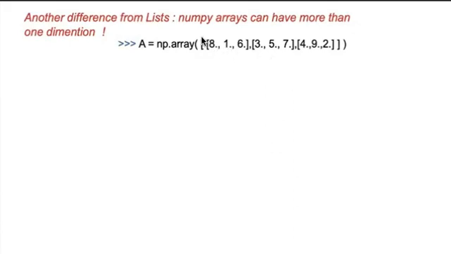Another difference from lists is that NumPy arrays can have more dimensions. To define more dimensions, you type in your lists and then separate each of those lists by a comma. That will create a multi-dimensional array. In this case, we've created a 3-dimensional array. The first list represents the first row, the second list represents the second row, and the third list represents the third row. Let's print A and see how it looks. Here you go. You will see that all the rows are aligned one beneath the other, and it will always have this array mentioned before.